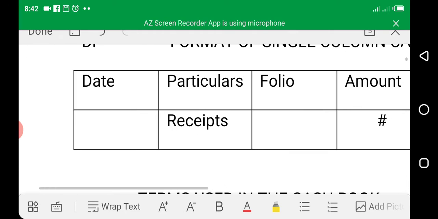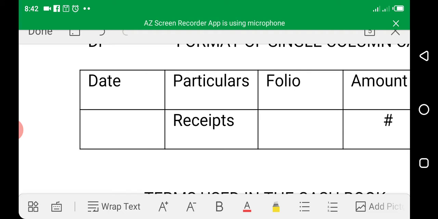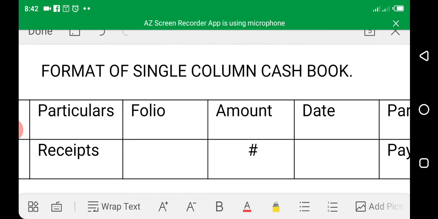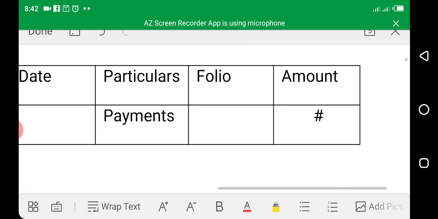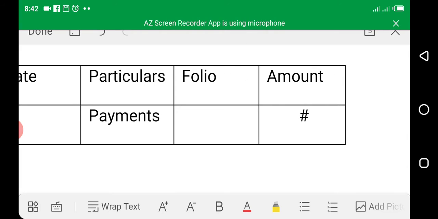Date column is meant to record the date on which the transaction took place. Particulars column is meant for the description of the type of transaction that took place. Folio column is meant to record the page number from the ledger, and the amount is the column meant to record the exact amount that was received for the debit side. Ditto for the credit side as well. The amount that was paid out will be entered into the amount column.